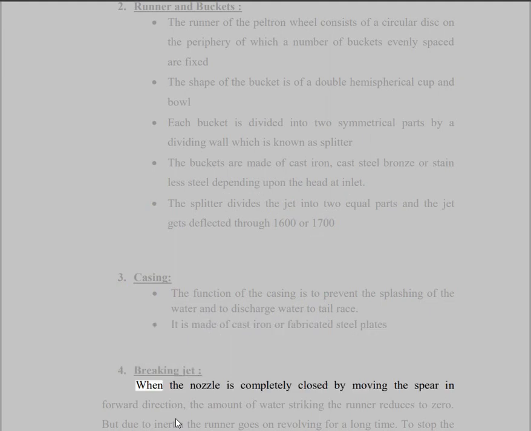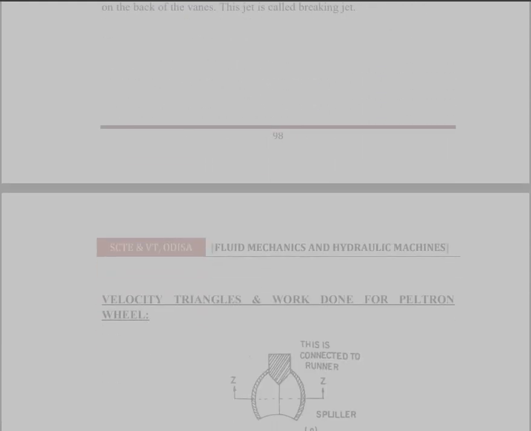4. Braking jet. When the nozzle is completely closed by moving the spear in forward direction, the amount of water striking the runner reduces to 0. But due to inertia, the runner goes on revolving for a long time. To stop the runner in a short time, a small nozzle is provided which directs the jet of water on the back of the vanes. This jet is called braking jet.